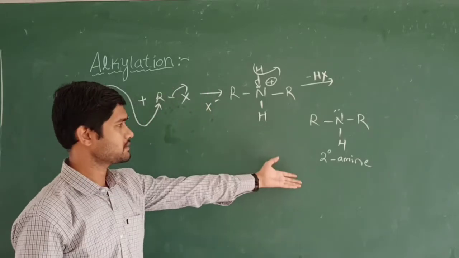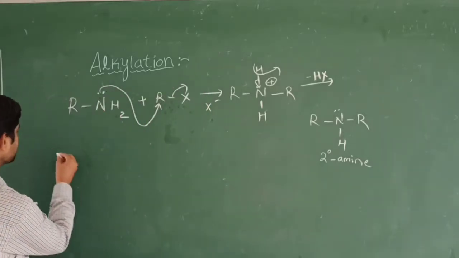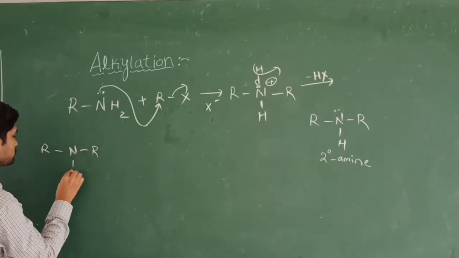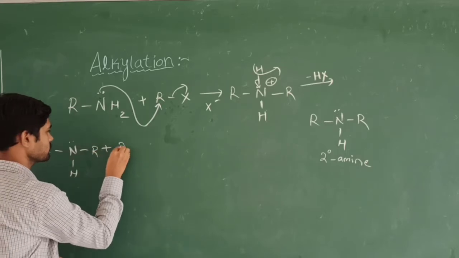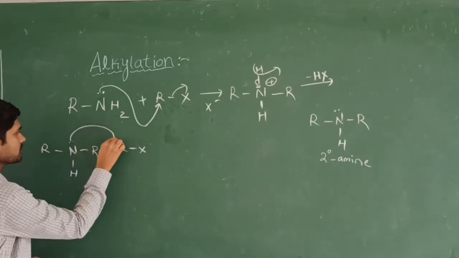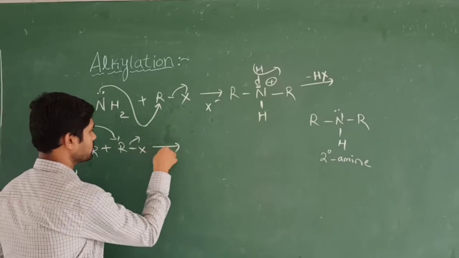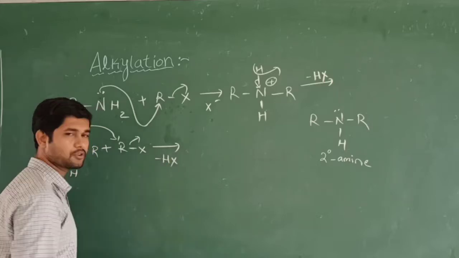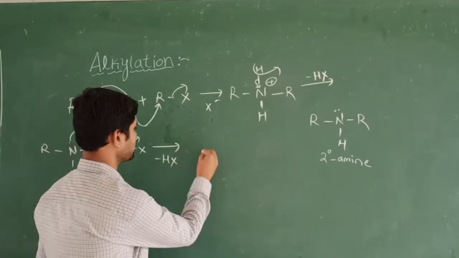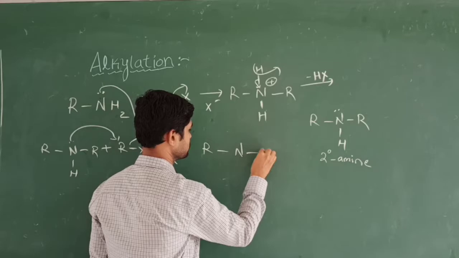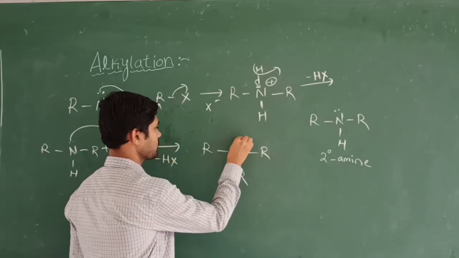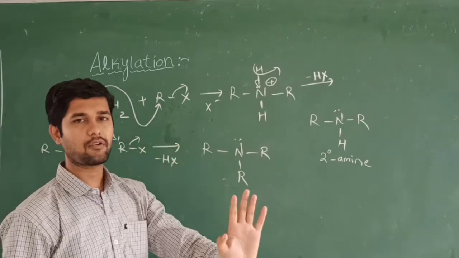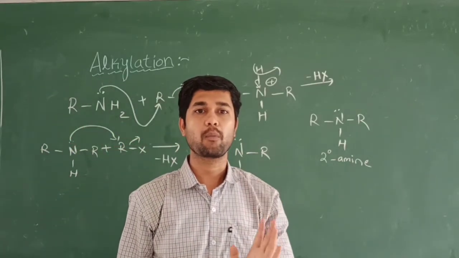Similarly, this secondary amine will continue to react with another alkyl halide. In the same sense, I am going to eliminate the HX. When I eliminate the HX, I write the direct product as a tertiary amine. The mechanism is the same. Like this, from tertiary amines, once again we treat with alkyl halides, and we are going to get ammonium salts.